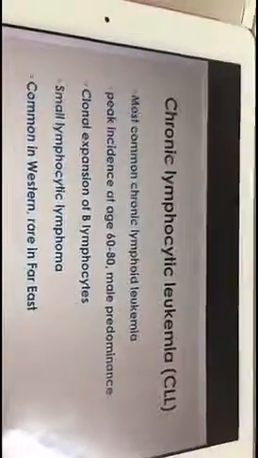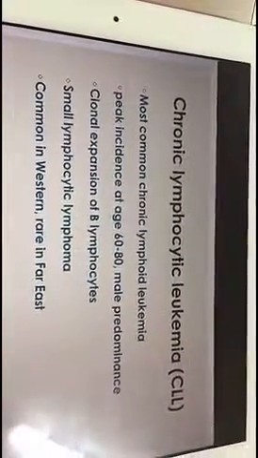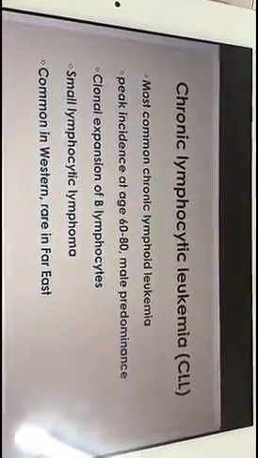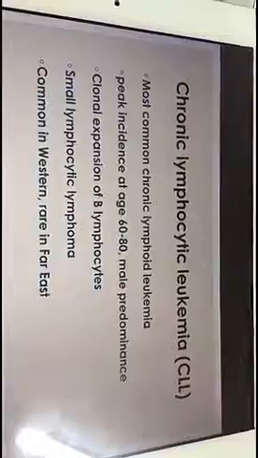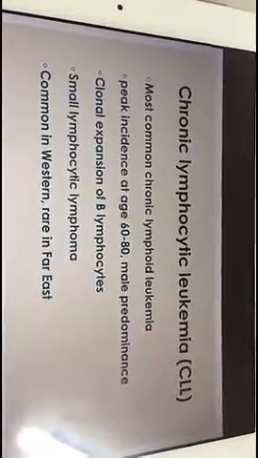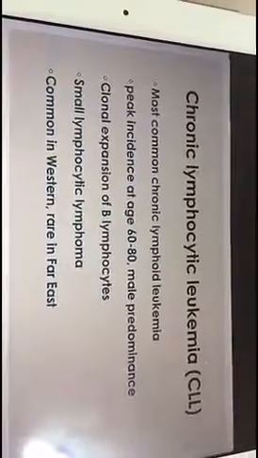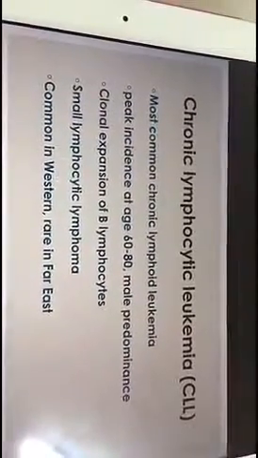آخر نوع من أنواع اللوكيميا is chronic lymphocytic leukemia, which is the common type of leukemia. It affects an age group from 60 to 80 years old, so it's a disease of elderly. Affected cells lymphocytes usually B cell origin.